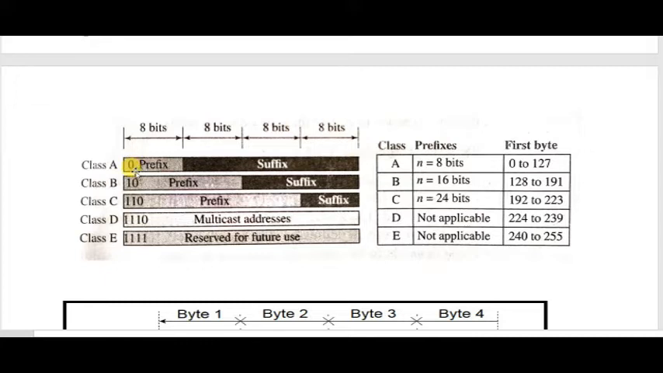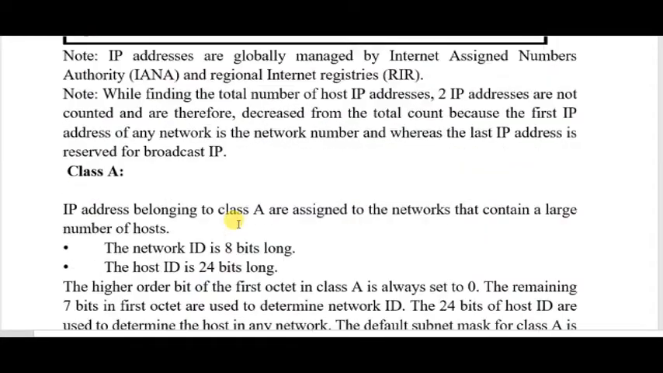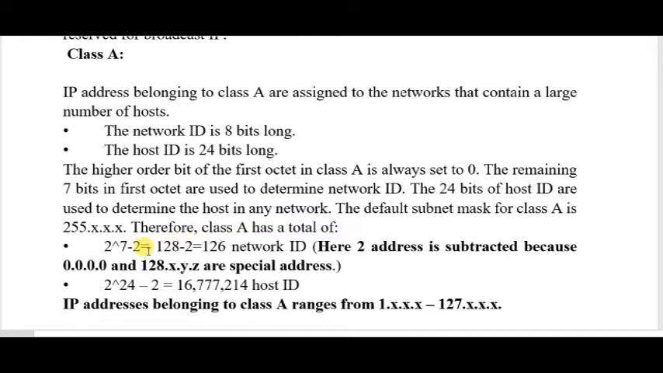So apart from that 8 bit, one is already predefined. So the rest is 7. So how many addresses will be there? That will be 2 to the power 7, which is equal to 128 addresses. That is network addresses. From that, 2 addresses are reserved. So how many classes can we use as a network ID? That is 126.